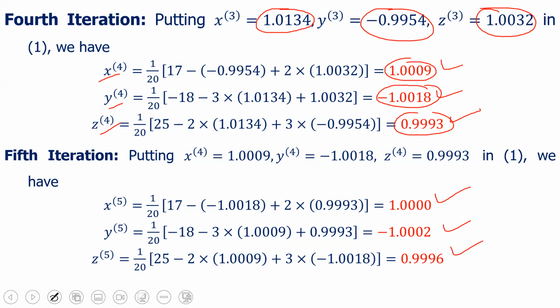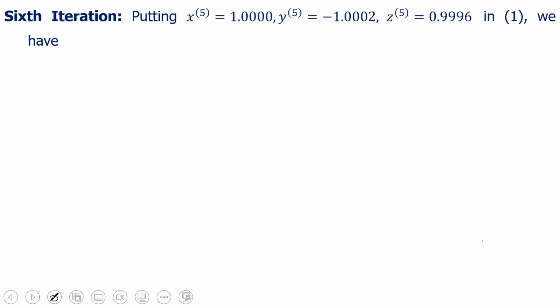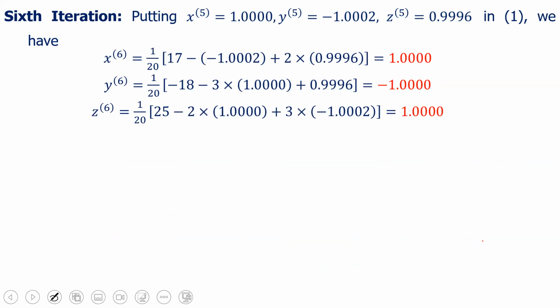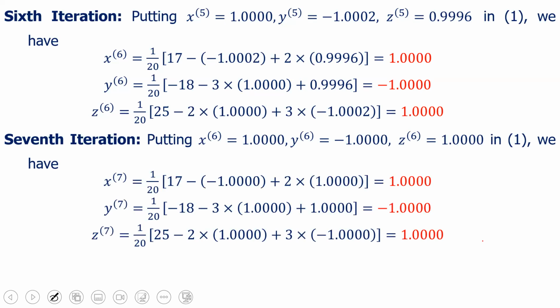What will happen? If we go to the sixth iteration, we are getting 1.000, minus 1.000, 1.000. And after that, if we go to the next iteration, we get the same answer. Why? Because there is no change in the values. So in the sixth iteration and the seventh iteration, we are getting the same answer. So when we get the same values of x, y, and z in consecutive iterations, we stop there, and this is our solution of the given system of linear equations.